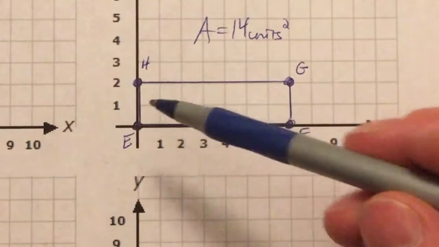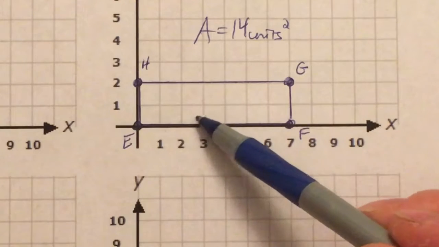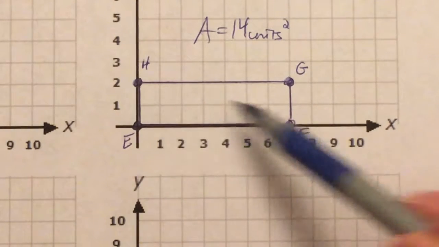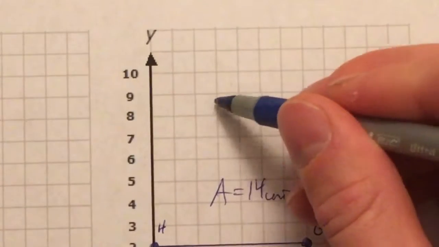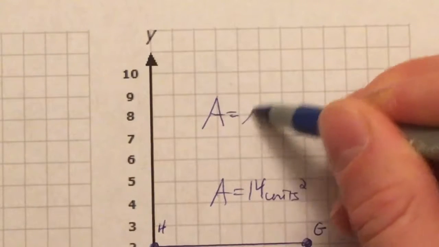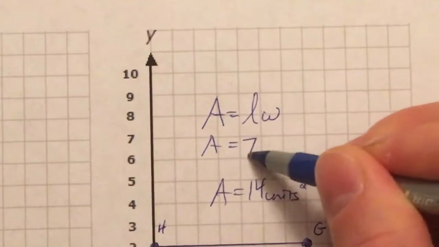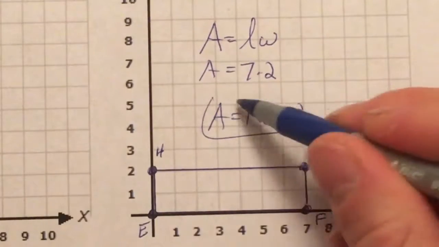And I tell my students, don't you dare count every square. You don't have to do that. You know that 1, 2, 3, 4, 5, 6, 7. Well, if there's 7 on the bottom, there's 7 on the top. 7 times 2 is 14. And so the area of a rectangle is its length times its width. And so that's 7 times 2. So the area is 14 square units.